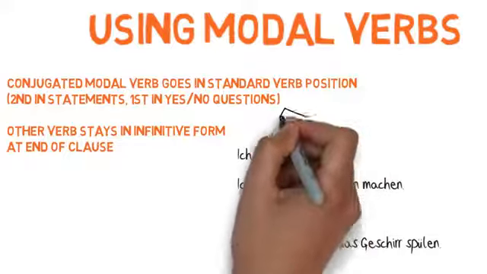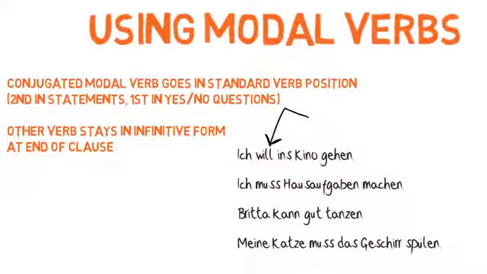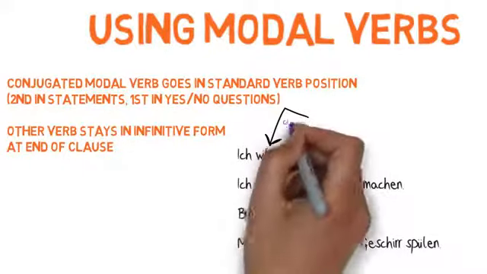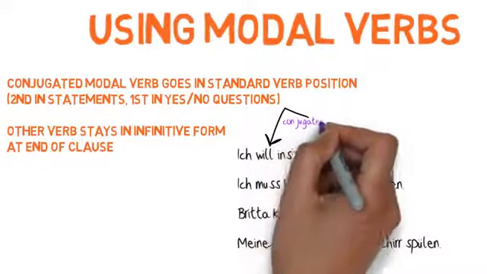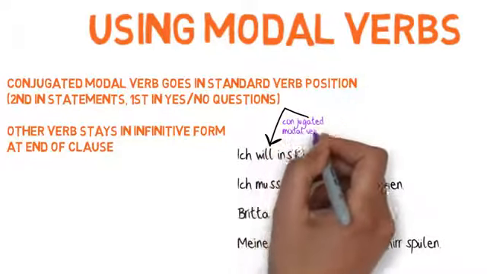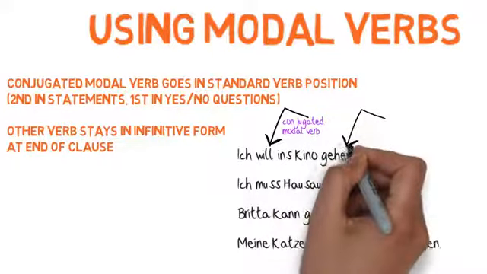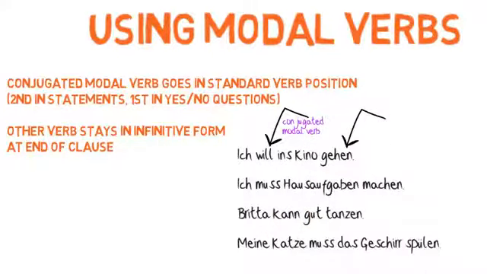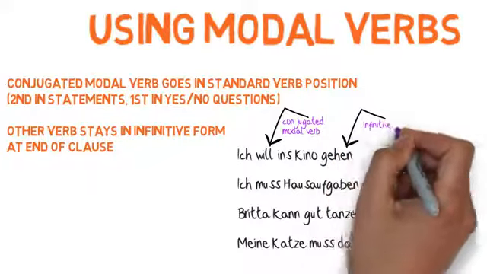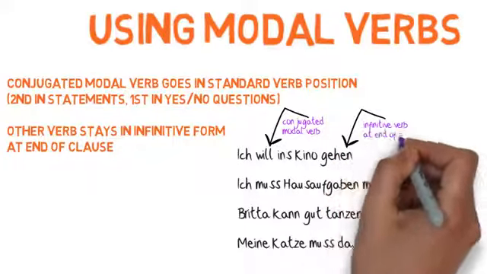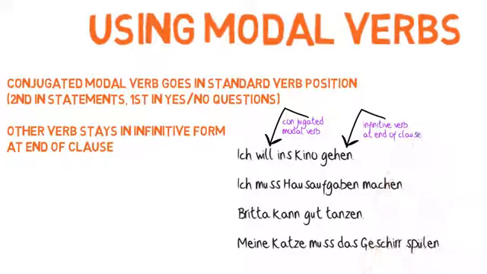Now, in these examples, notice that the conjugated modal verb is in the second position of the statements, and the infinitive verb is at the end of the clause. This can be very tricky for English speakers, who are accustomed to putting that second verb right after the modal verb. We would say, I have to do my homework, not I have my homework to do. So be very attentive to word order when using modal verbs.